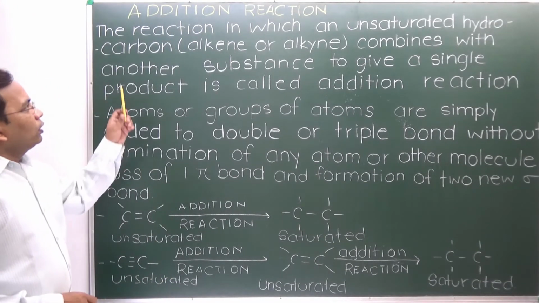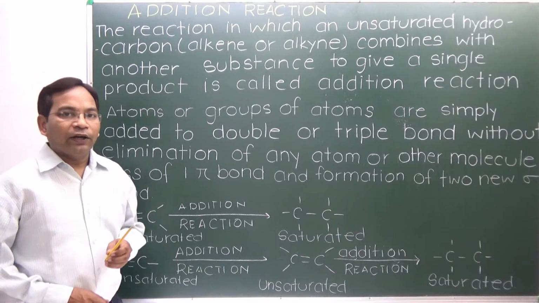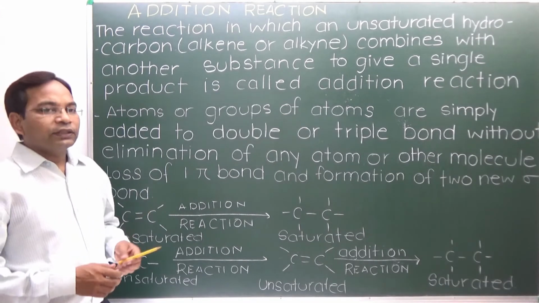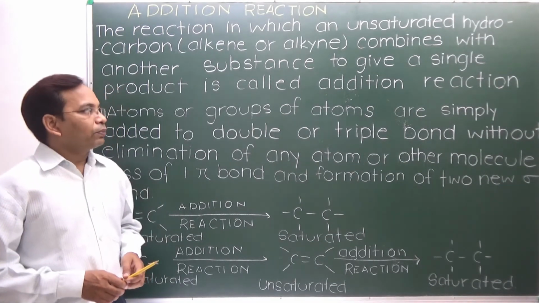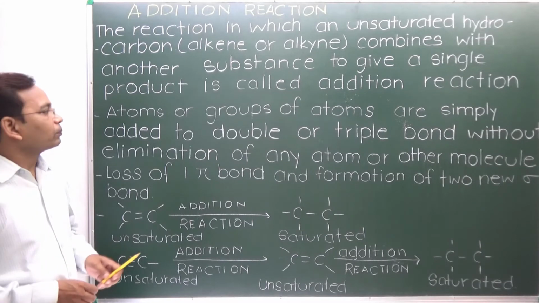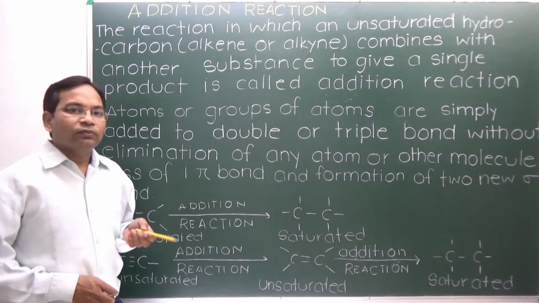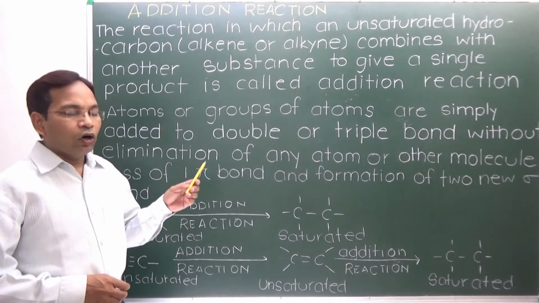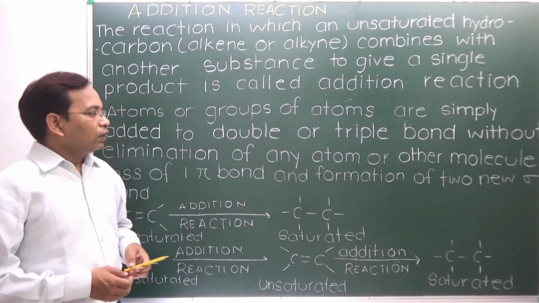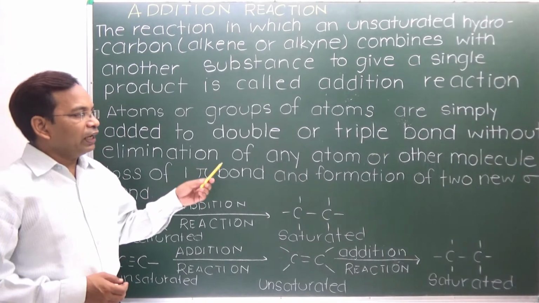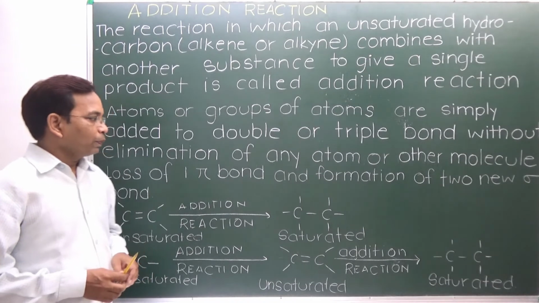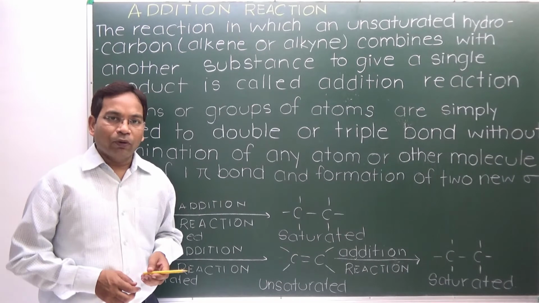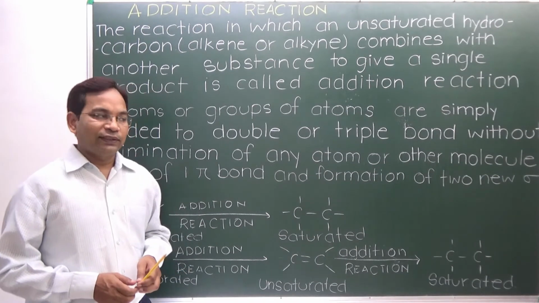A reaction in which unsaturated hydrocarbons like alkenes or alkynes combine with another substance to give a single product is called an addition reaction. In this reaction, atoms or groups of atoms are simply added to the double or triple bond without removal or elimination of any atom or other molecule. In this reaction there is a loss of a pi bond. For one pi bond, there is formation of two sigma bonds.